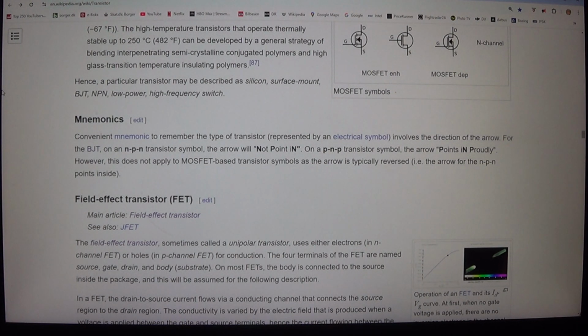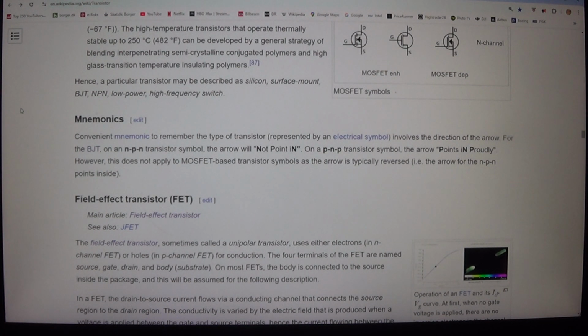The high-temperature transistors that operate thermally stable up to 250 degrees Celsius, 482 degrees Fahrenheit, can be developed by a general strategy of blending interpenetrating semicrystalline conjugated polymers and high glass transition temperature insulating polymers. Hence, a particular transistor may be described as silicon, surface mount, BJT, NPN, low power, high frequency switch.